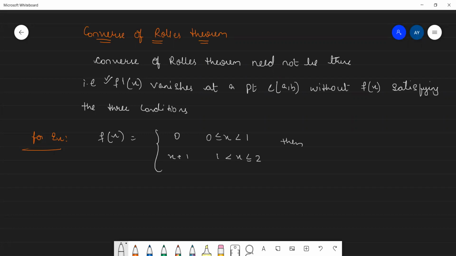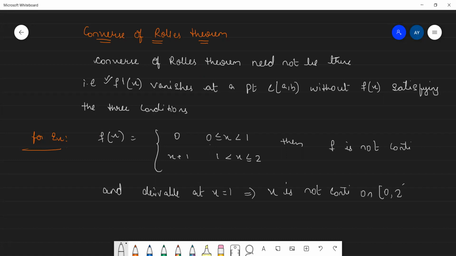Then, do you think this is continuous? It is defined from 0 to 1 and 1 to 2. This is not continuous. F is not continuous and it is not derivable also. It is not derivable at x equals 1. This implies f is not continuous on closed interval 0 comma 2 and it is not derivable on open interval 0 comma 2.